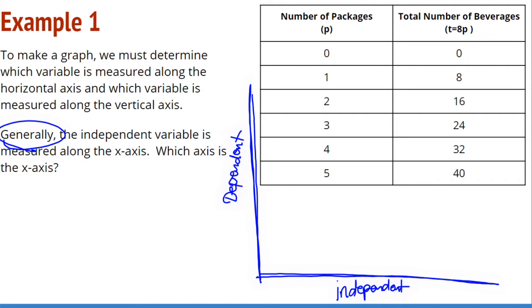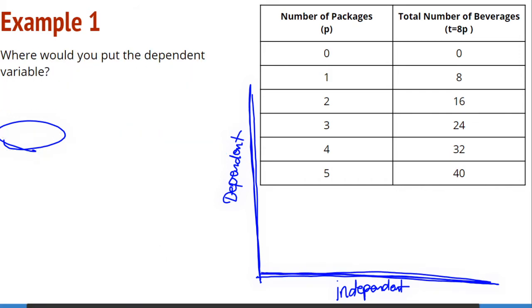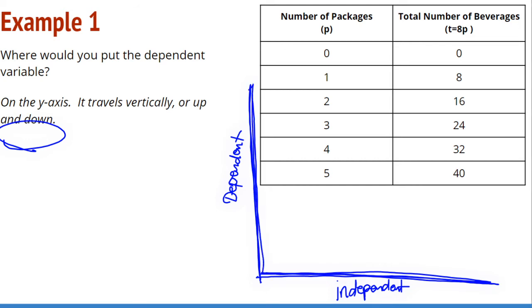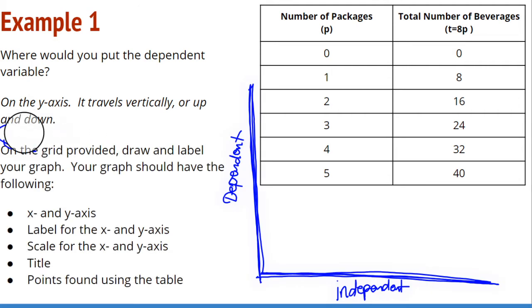So what would we put on our x-axis, this horizontal axis? We would be putting the number of packages. What would we put on the vertical axis, our y-axis? That would be our dependent variable, or the total number of beverages.